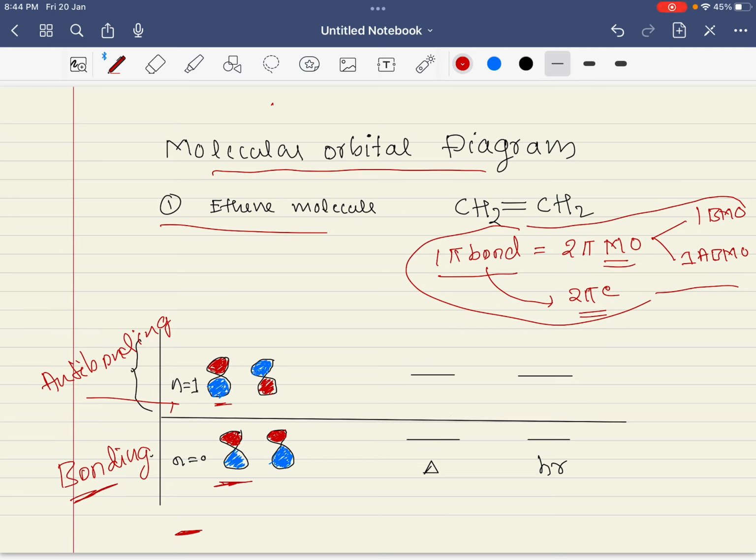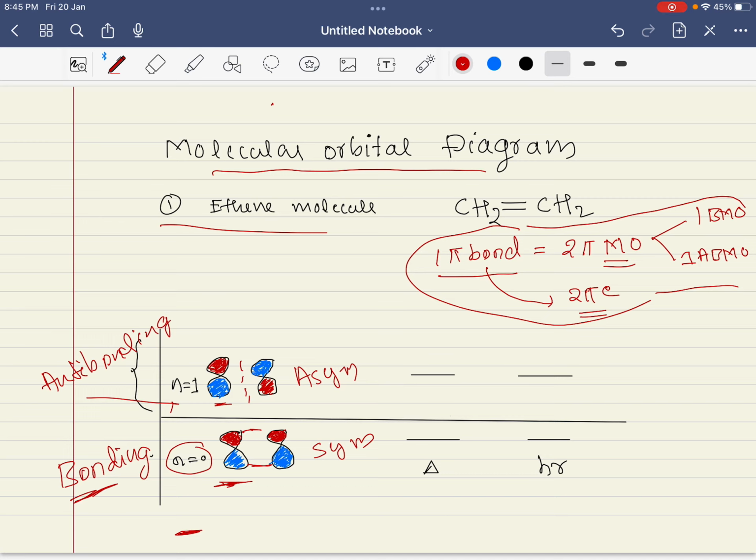Why this is bonding: here there is a perfect or symmetric overlap between the two lobes. Because of that, it is bonding, and here there is no node. When n equals 0, there is no node here. Here it is a symmetric overlap. Here it is an asymmetric overlap, and because of that, there is one node here. Remember, the anti-bonding orbital of ethene will have one node.